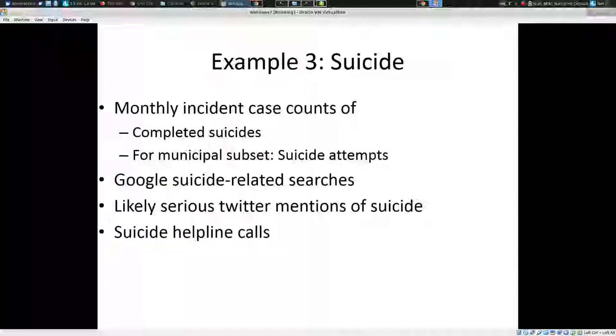2 diabetes. Or with suicide, maybe we have incident case counts for completed suicides and suicide attempts, suicide-related searches and serious Google mentions of suicide and suicide helpline calls. And we're interested in understanding the balance of people at risk within the population, individuals with concrete suicidal ideation who are engaged in perhaps planning, those with non-concrete suicidal ideation, using data such as this.